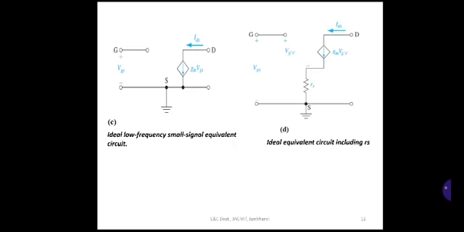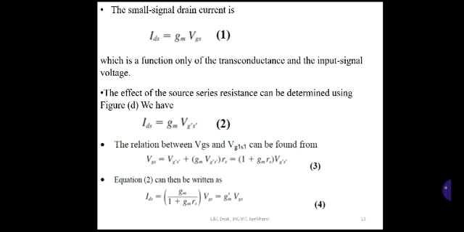Now see figure D. It shows the ideal equivalent circuit including the resistance RS. The effect of the source series resistance can be determined by using this figure D. So we have IDS equal to gm into Vg dash S dash. That is equation number 2.